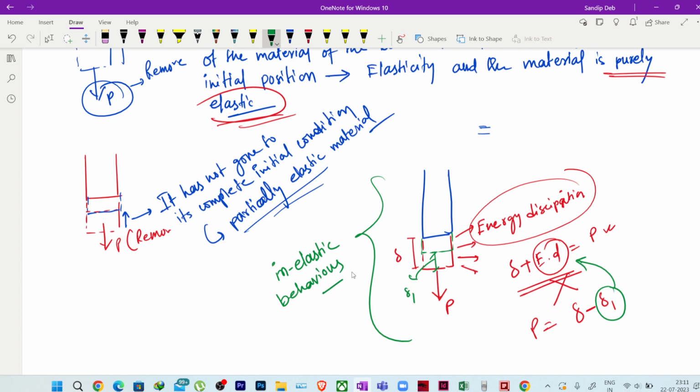I am just explaining in a different way, not totally the things which are written in the book. So if you read, you may get more detail there. I am just saying, to balance it, some length will not be regained. So that means it is an inelastic behavior. Whenever after loading we see that some energy is dissipating, that means we can say that the material is going beyond its elastic limit.